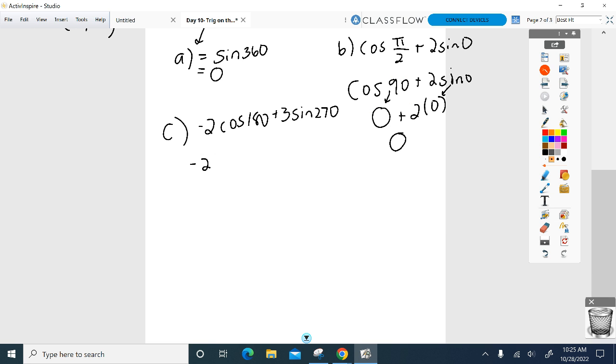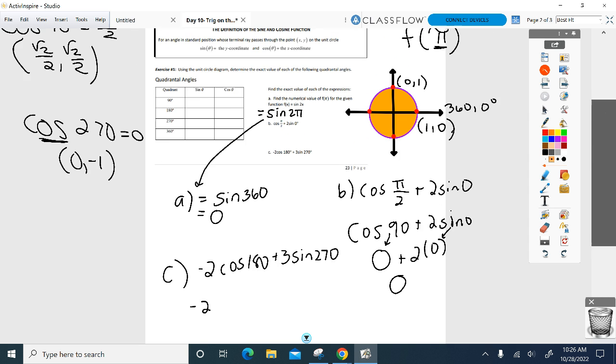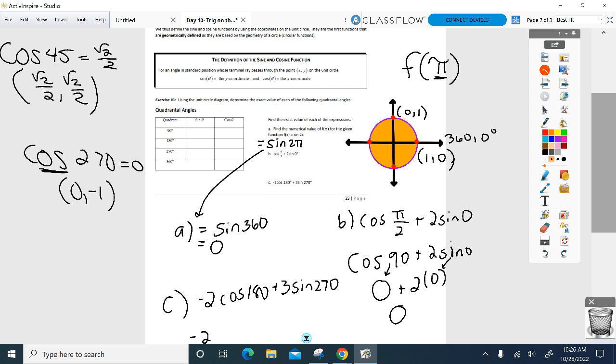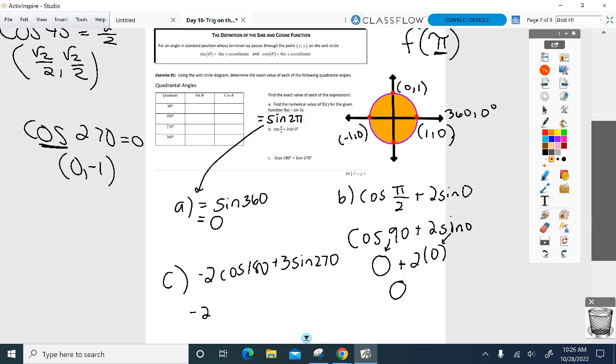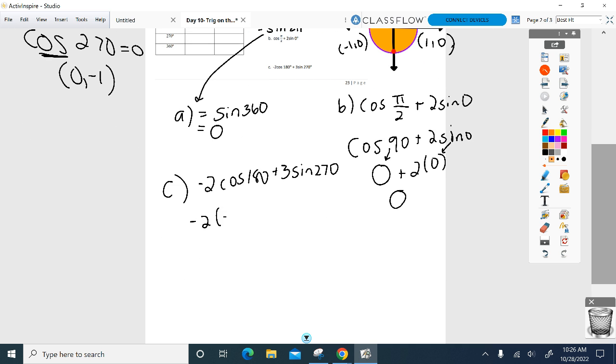Negative 2. Let's go back up to my graph. Anybody remember the point at 180 now? 180, negative 1, 0. And if you guys are finding cosine, which coordinate do I want? The x, which is? Negative 1. So I'm going to say negative 2 times negative 1 plus 3 times, I got to find the sine of 270.